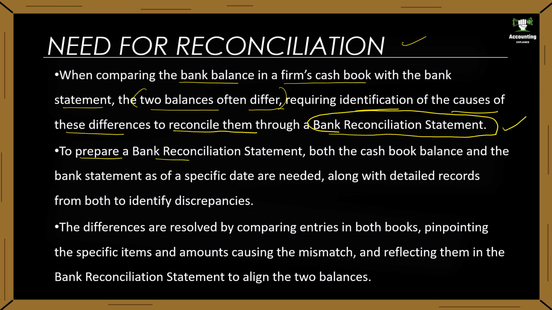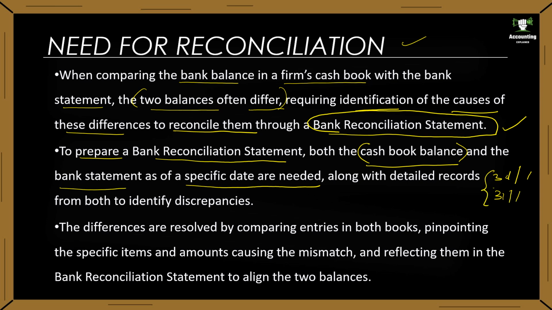To prepare a bank reconciliation statement, both the cash book balance and the bank statement as of a specific date are needed. If you close your cash book on 31st January, then we need the bank statement as on 31st January only to prepare the statement. So it should be closed or prepared on the same date, along with detailed records to identify discrepancies. Detailed records means the full cash book we should have. Similarly, the passbook, which we saw in the example just now, similar to that we should have the bank statement.